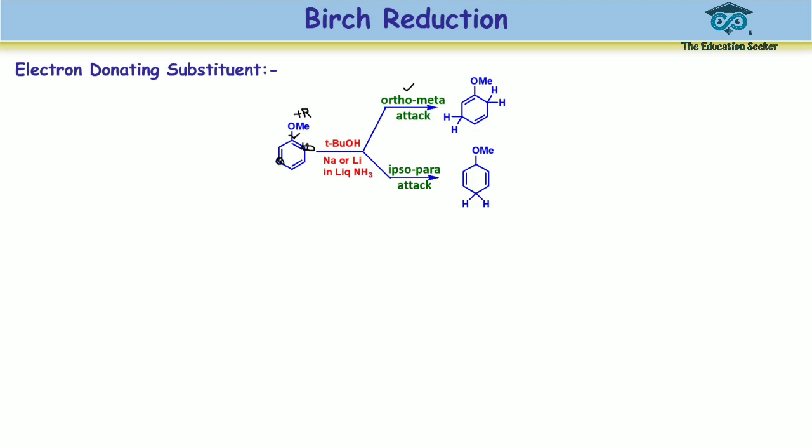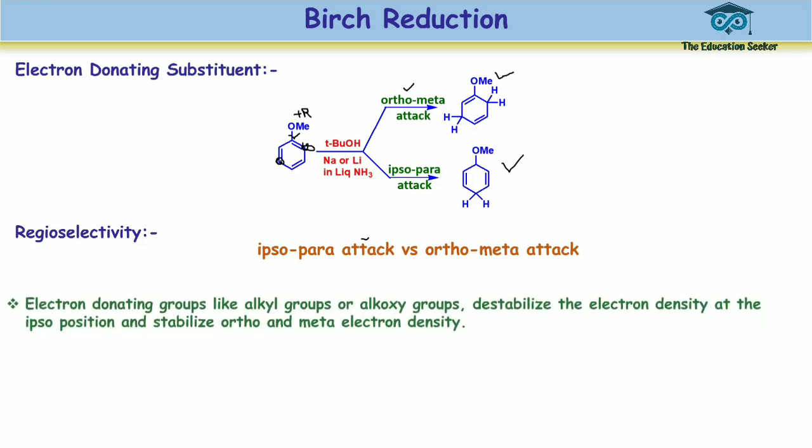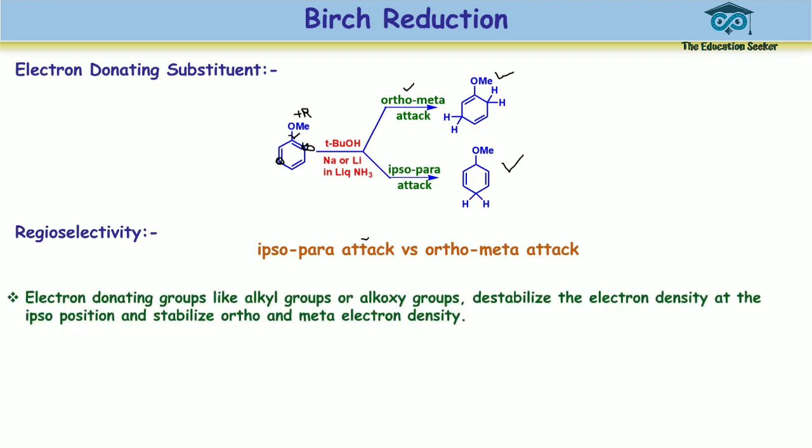If the anisole molecule follows ortho-meta attack for reduction by successive electron transfer and protonation, then it will produce this molecule as a product. On the other hand, if the anisole molecule follows ipso-para attack, then it will produce this molecule, right? So this is basically leading to the reduced selectivity problem, that is whether ipso-para attack is favorable or ortho-meta attack is favorable. Now if you have electron donating groups like alkyl groups or alkoxy groups, then they will destabilize the electron density at the ipso position and stabilize ortho and meta electron density.